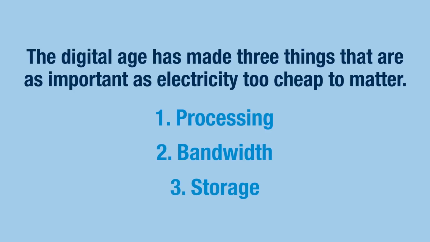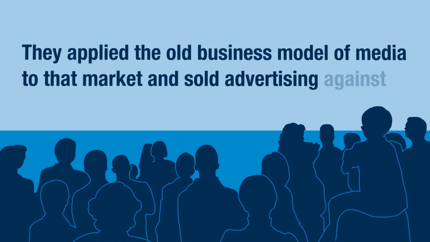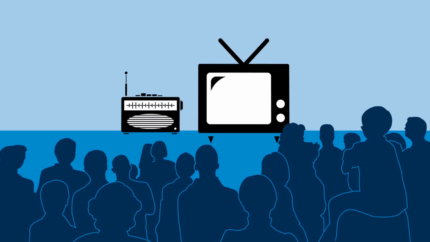In the 15 years of the web, we've seen three eras of making money around free. The first era was the simplest. People used free to create an audience, traffic, and attention. Then they applied the old business model of media to that market and sold advertising against it. When radio and television are free to air, they are a free product and are monetized by advertising.